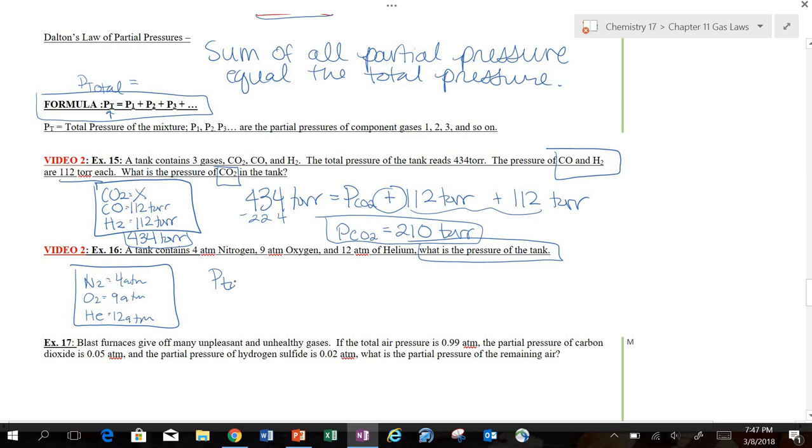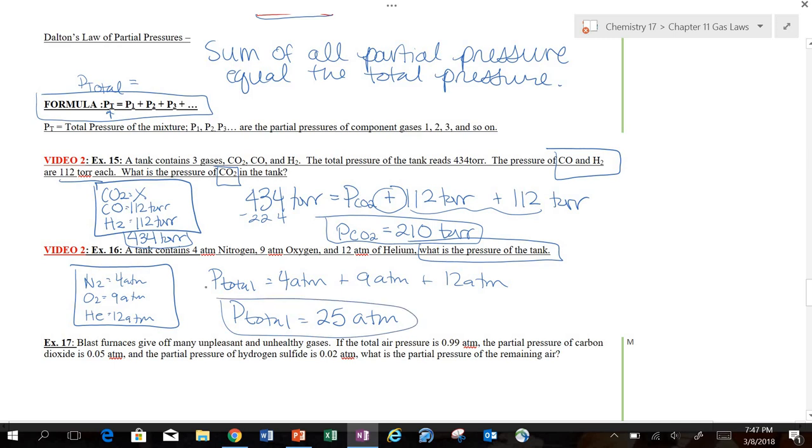So our P total is our unknown. That's our X, what we're trying to solve for. All we're going to do is take all three of our partial pressures, which are what the container is made out of, and add them. So we have 4 atm for nitrogen, plus 9 atm for oxygen, plus 12 atm for helium. Remember, we look at decimal places, so our entire container is going to have a total pressure of 25 atm. Again, you just have to keep in mind decimals so we have the correct number of sig figs.